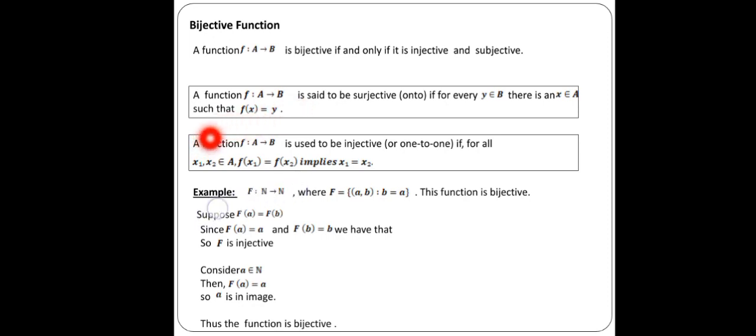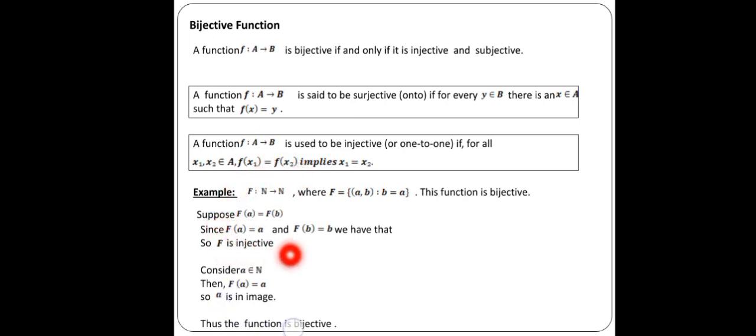And as a recap also, the definition of injective is: the function f from set A to set B is said to be injective or 1 to 1 if for all x sub 1 and x sub 2 an element of A, f of x sub 1 is equal to f of x sub 2 implies x sub 1 is equal to x sub 2. So that's the definition of injective.